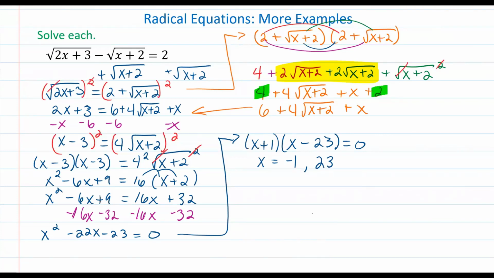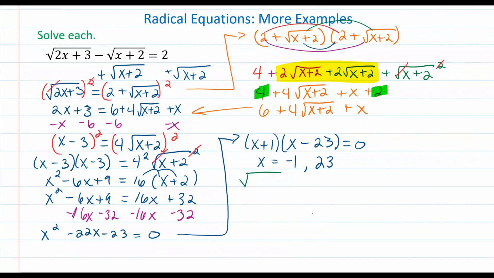Now, because it is a radical equation and there's a potential that one or both of these could be extraneous solutions, I need to go ahead and substitute these back into the original equation. I know it feels like this is a marathon and you should be done, but we're actually not. So what we need to do now is substitute negative 1 and also 23 back into the original equation for x to check and verify that these are actual solutions and not extraneous. So let's go ahead and do it for negative 1 first.